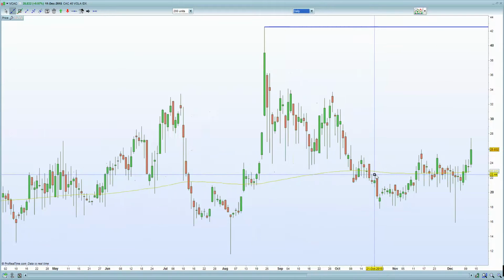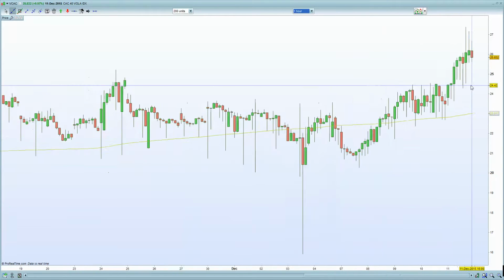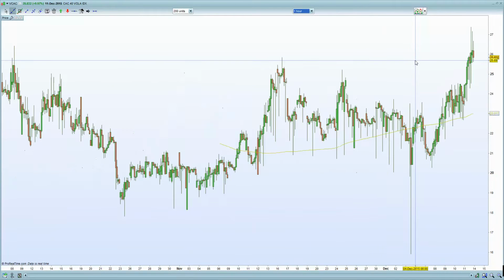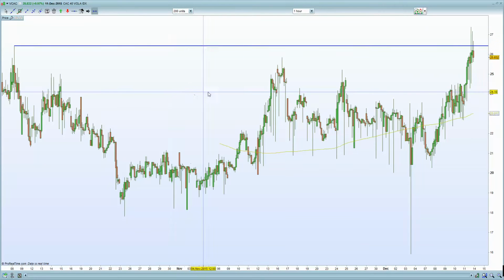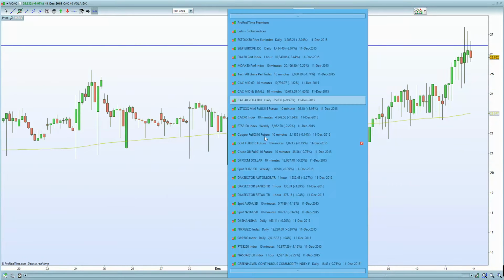Looking at the daily chart of the CAC volatility index, you can see that we are putting in a potential topping tail and looking certainly weak. Now, looking at the 60-minute chart, you can see topping tails here, and you are into that horizontal resistance zone here. So, again, the volatility index is certainly indicating that you are looking for a potential reversal.